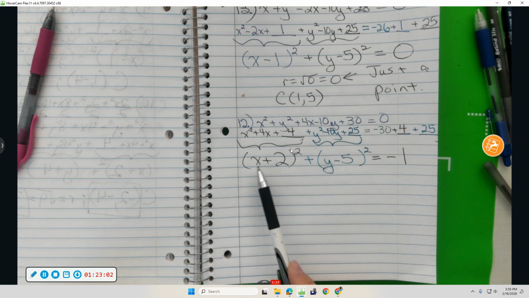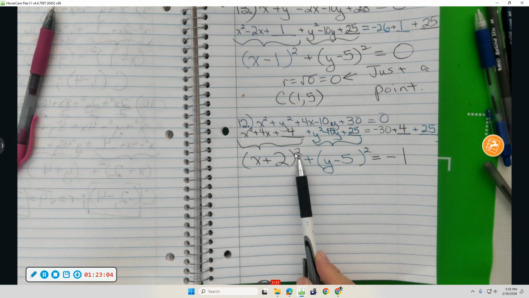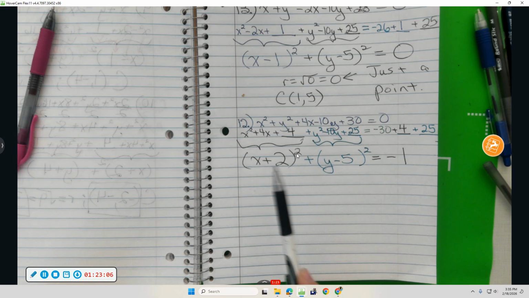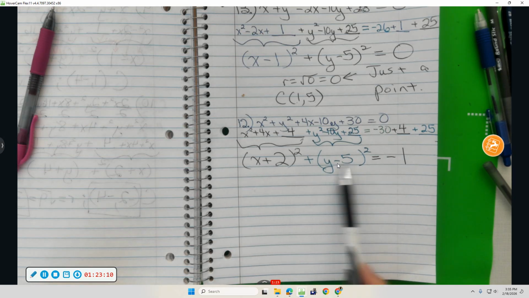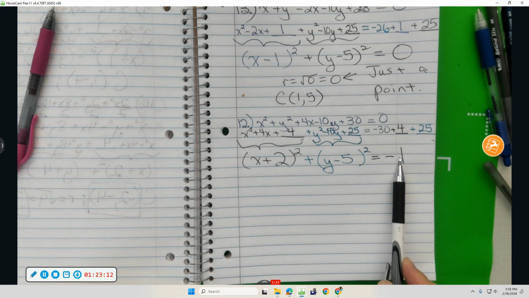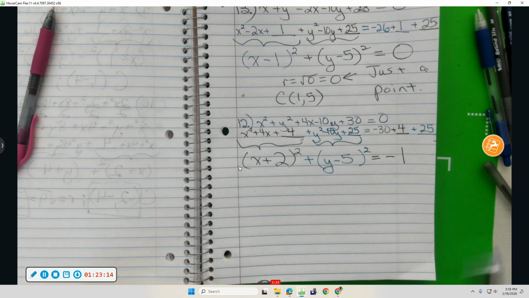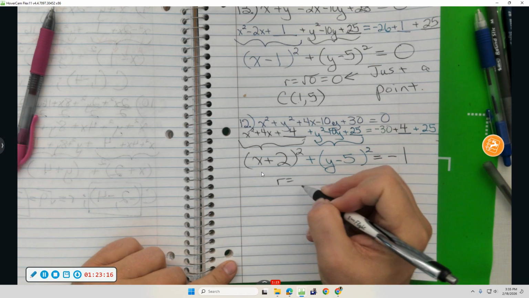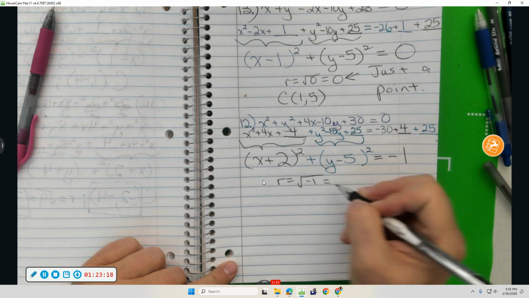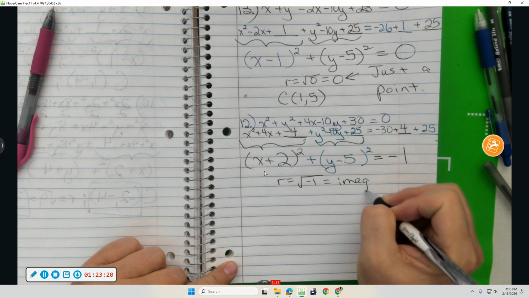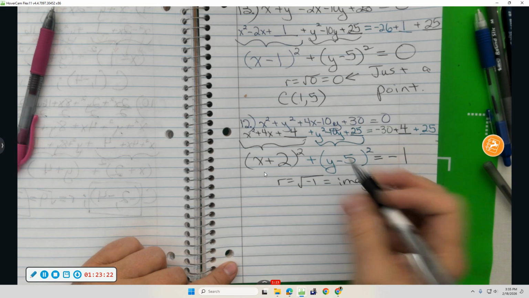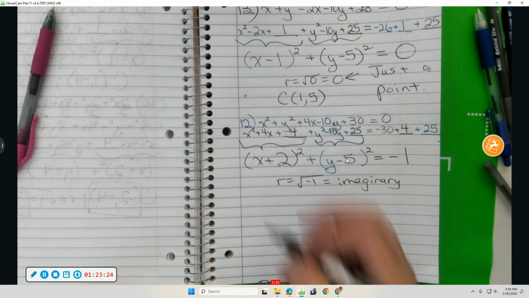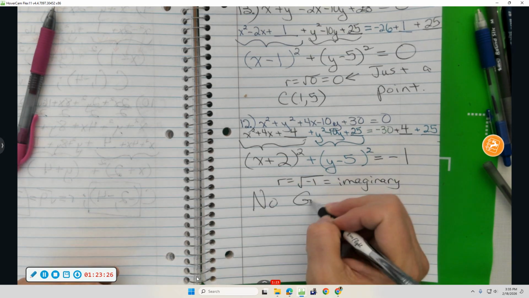No matter what you plug in here for x, when you square it, what are you going to get? Positive plus positive. Can positive plus positive equal a negative? So this equation doesn't even make sense. There are no points. There are no ordered pairs that you can plug in to make the left side equal the right side. There is no graph.